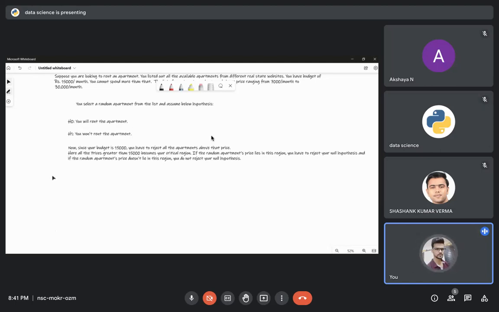See, this part is very critical. Rejecting the null hypothesis means you are going to accept the alternative hypothesis. If you are rejecting something, obviously you have to accept something else, right? So you are rejecting the null hypothesis, meaning you will not rent the apartment. This is the alternative hypothesis, meaning you are going with the alternative hypothesis. So here the critical region is what?